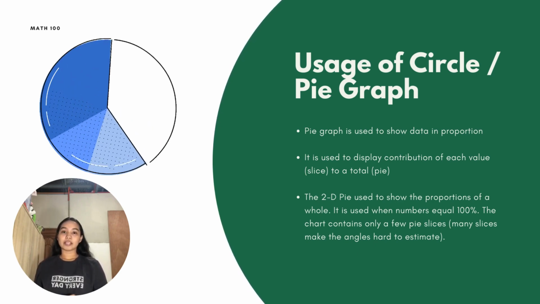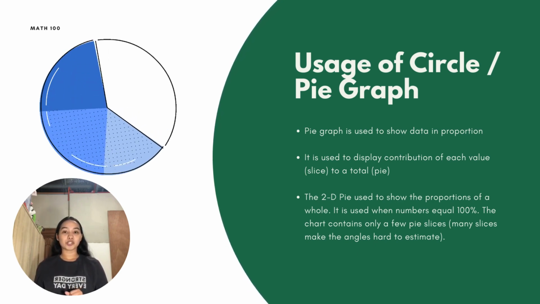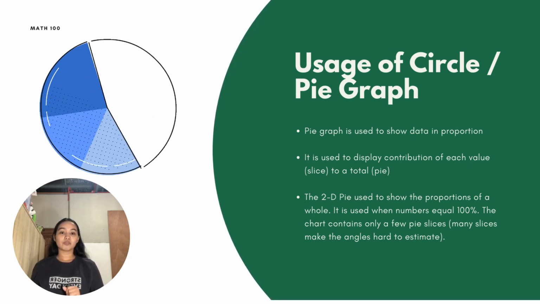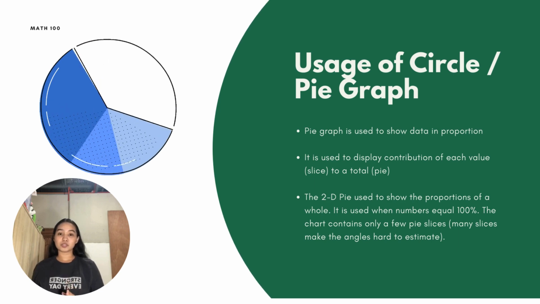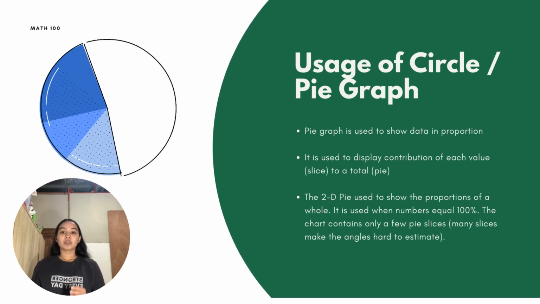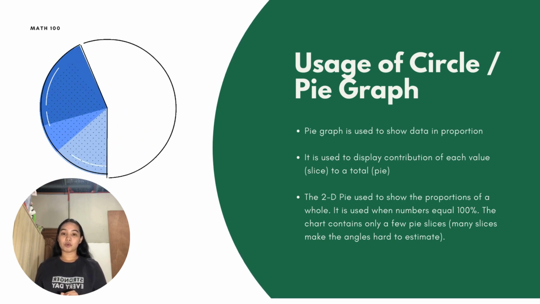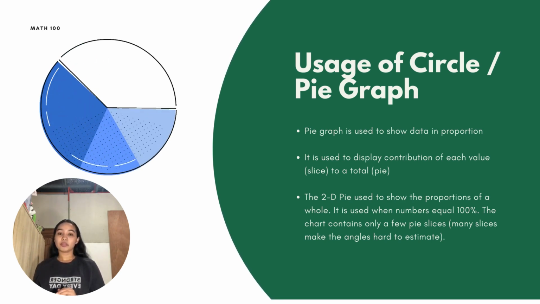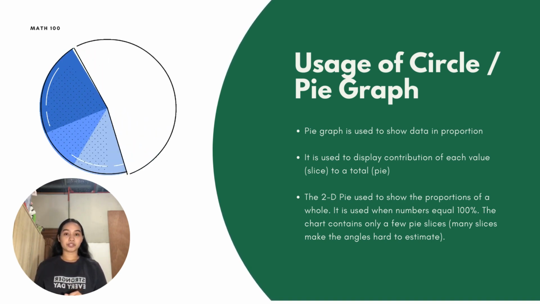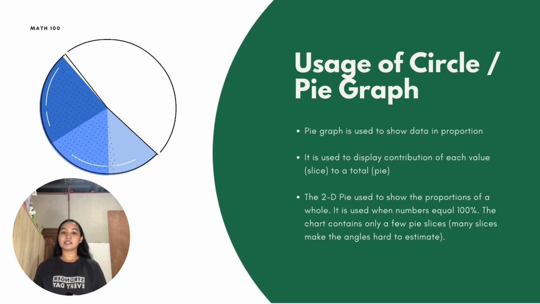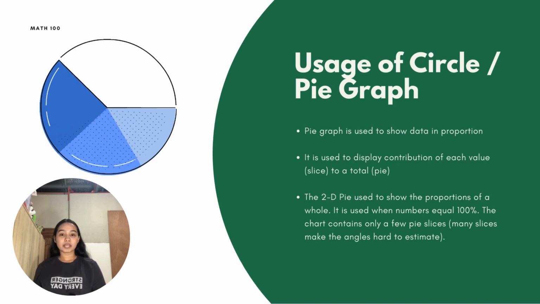A pie graph is used to show data in proportion, and it is used to display the contribution of each value or slice to the total or the pie. The 2D pie is used to show the proportions of a whole. It is used when numbers are equal to 100%. The chart contains only a few pie slices because many slices make the angle harder to estimate.